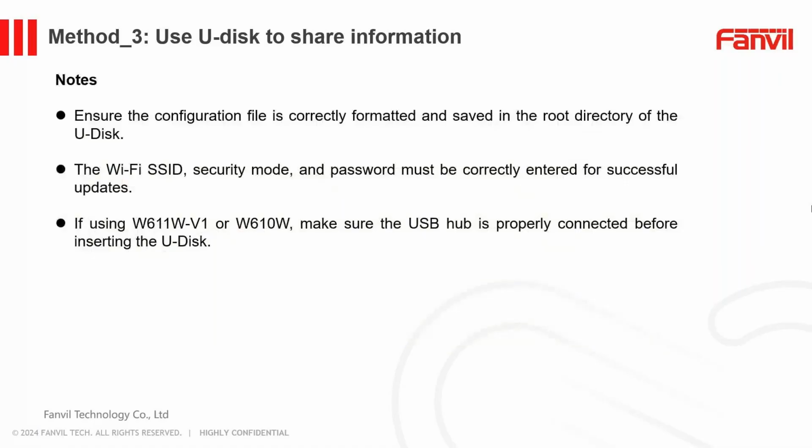Here are three things to note when using the UDisk. You need to ensure that the configuration file is correctly formatted and saved to the root directory of the UDisk. You need to make sure that the Wi-Fi SSID and security mode passwords are correctly set in the configuration file. And if using, as mentioned, the W611W V1 or W610W, you need a USB hub to properly connect before inserting the UDisk.